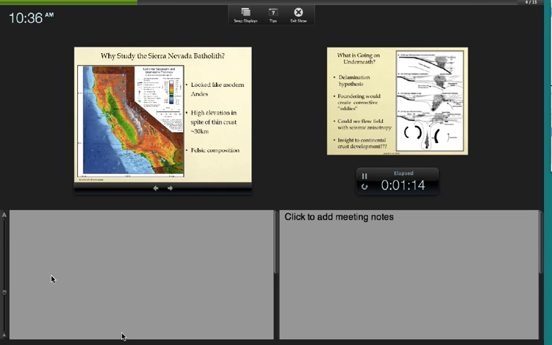And why we want to study the Sierra Nevada. This batholith was formed from a Mesozoic magmatic arc, and it's thought to look like the modern Andes. It supports a high elevation in spite of thin crust, and it's also mostly made up of a felsic composition. This study is focusing mostly on the southern Sierras in particular.